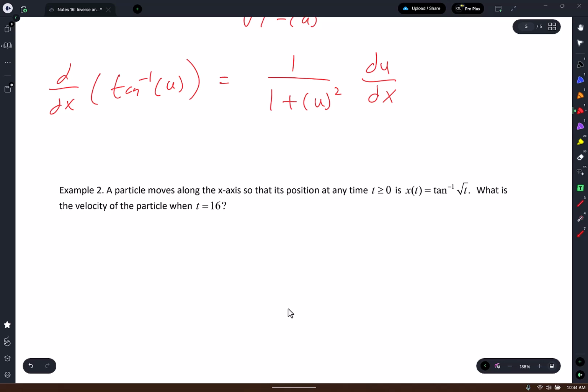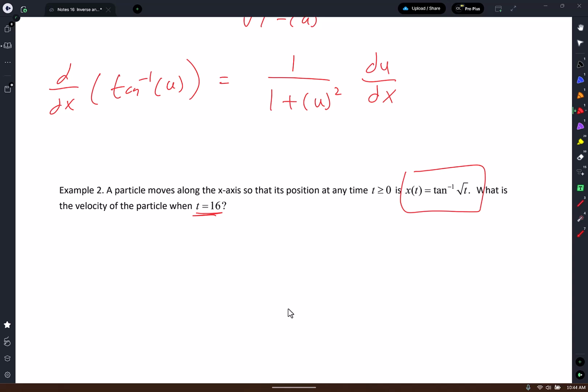A particle moves along the x-axis. We're almost done, guys. With a position equation given as x of t equals arc tan squared of t. And we just did related rates. What is the velocity of the particle at t equals 16?